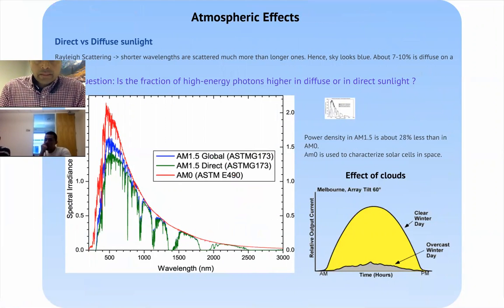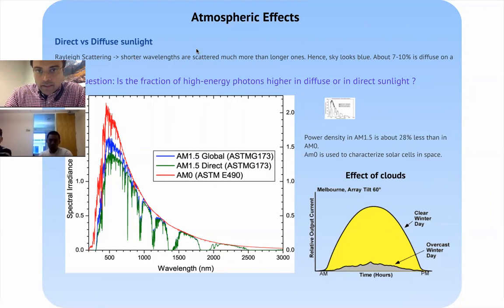Now, I just want to emphasize the difference between direct and diffuse light, because this will become important when we talk about solar concentrators. The Rayleigh scattering is basically what's causing diffuse sunlight. And this is the fact that the shorter wavelengths are scattered much more than the longer ones, which is the reason why the sky looks blue, because bluer light is scattered, and it gets scattered back to our eyes.